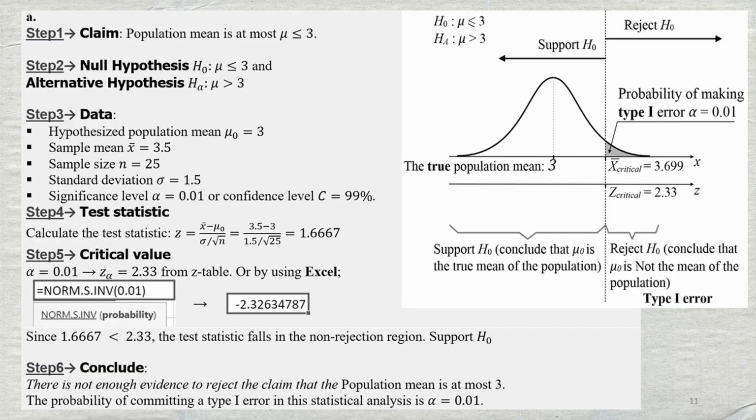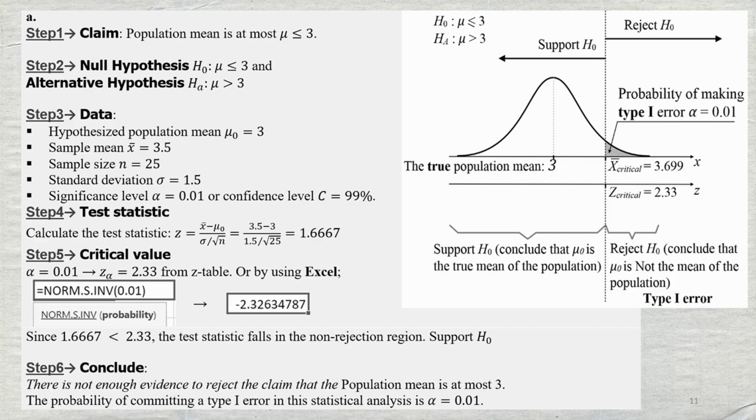Step 1. Claim that the population mean is at most, mu less than or equal to 3. Step 2. Define the null hypothesis: H sub 0 states that mu is less than or equal to 3, and the alternative hypothesis H sub A states that mu is greater than 3. Step 3. Extract the needed statistics from the data. Step 4. Calculate the test statistic using the shown formula. Step 5. Find the critical value by using the z-table or Microsoft's Excel.